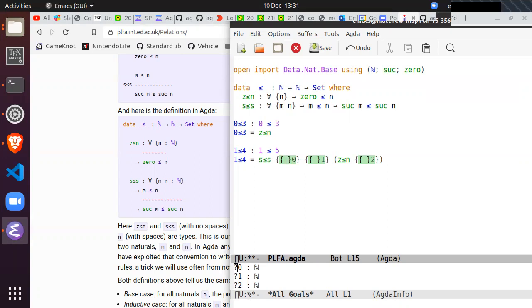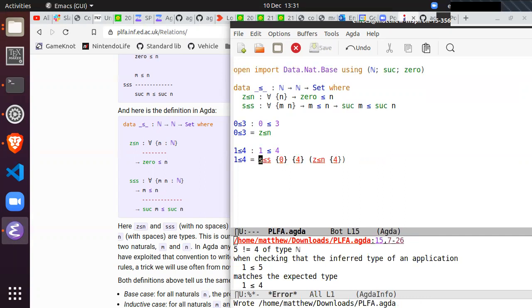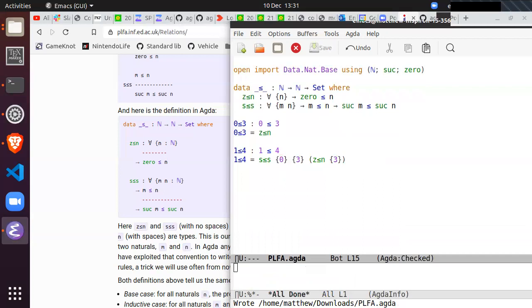Agda knows, and we can fill it in. So this is the actual proof that Agda is constructing underneath. If we then change it to 1 less than or equal to 4 again, this no longer type checks, because it's got to be 3 and 3 here. So syntactically the proof is the same, but the implicits that Agda is filling in underneath the hood are different. That's an excellent question, Margot.